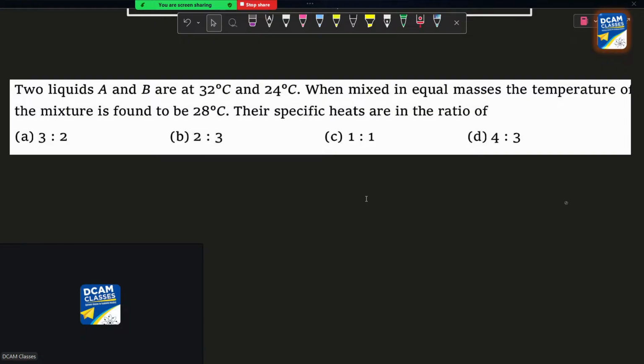One is to 1 is to 1. Correct. Very quick.